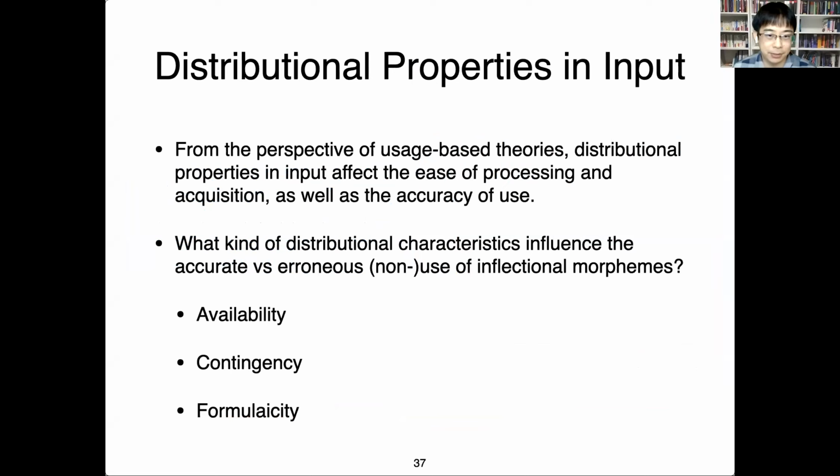From the perspective of usage-based theories, distributional properties in input like frequency and contingency affect the processing and acquisition as well as the accuracy of use. Now, what kind of distributional characteristics influence the accurate versus erroneous use or no use of inflectional morphemes? We looked at three factors here: availability, contingency, and formulaicity.